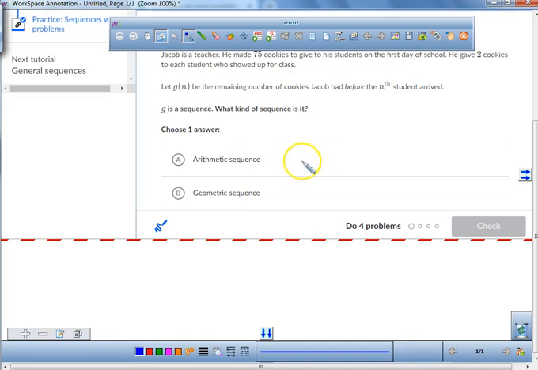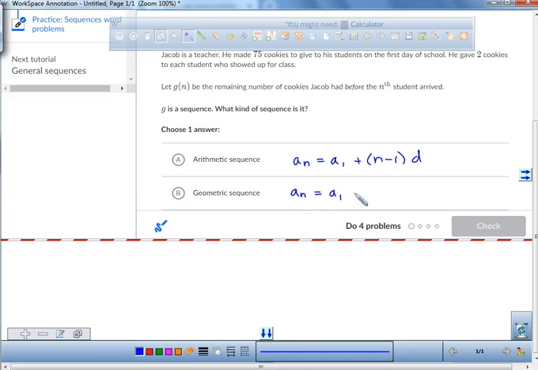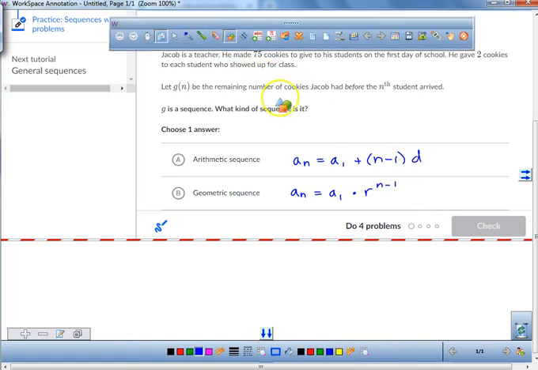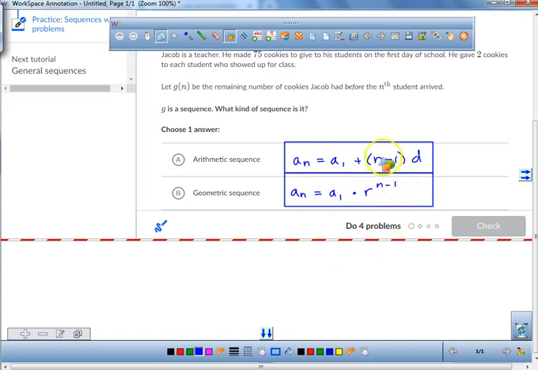Right here for the arithmetic sequence, you can put in your journal: a_n equals the very first term plus (n minus 1) times d, which is the common difference, the number that's either being added to or subtracted from. Geometric sequence: a_n equals a_1 times r, which is our common factor that's being multiplied, to the power of n minus 1. So we're trying to figure out, are we going to use this formula or are we going to be using this formula?